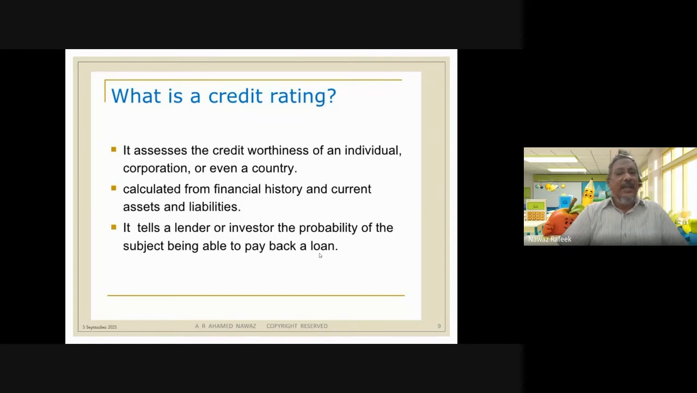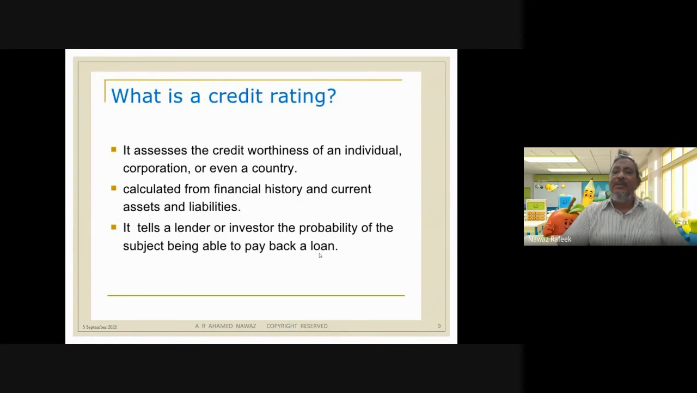It assesses the creditworthiness of an individual, corporation, or even a country. We have come across even countries where this rating is given. For example, Fitch has given Sri Lanka a rating of B minus. That means we are on the borderline, the red line. There are certain categories given as C, and C means unable to service their facilities. That is the criteria. So it assesses the creditworthiness of an individual person, a business, or a country.